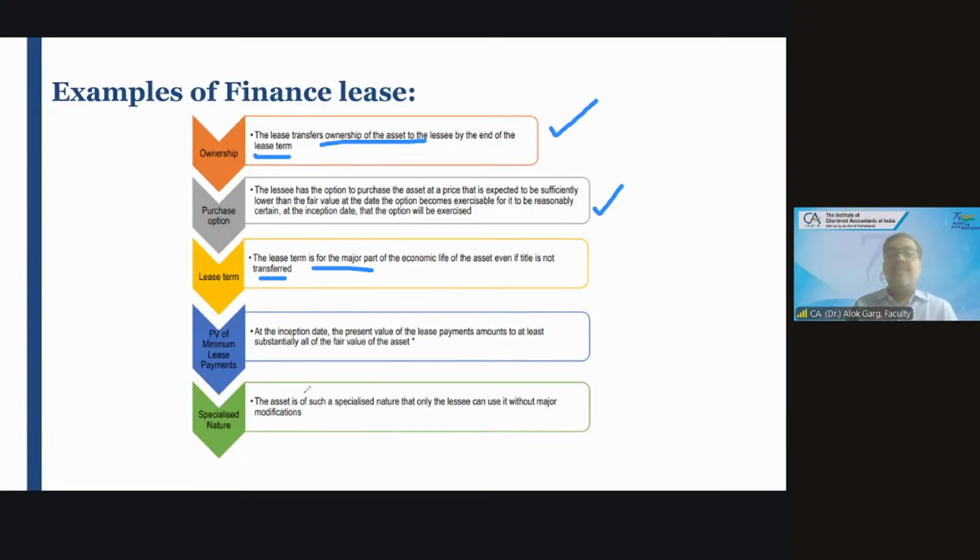Okay. Present value of minimum lease payment at the inception date. From the lessor perspective, you have to classify, is it a finance lease or an operating lease? So at the inception date, if your present value of the lease payment is substantially equivalent to the fair value of the lease asset, means, for example, today, the fair value of the asset is 50 lakh rupees.